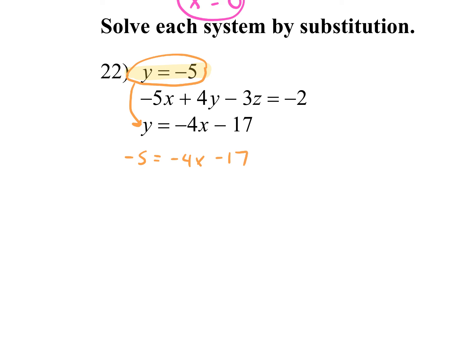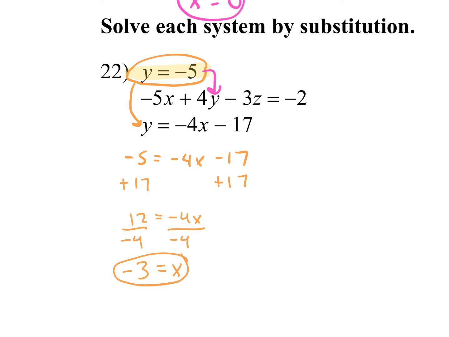What do I have to do to solve for x? You have to add 17 to both sides, and then you divide by negative 4. So 12 is equal to negative 4x, and it would be negative 3. So x is equal to negative 3. So now I have x and y. How do I find z? So you plug y and x into the second equation.